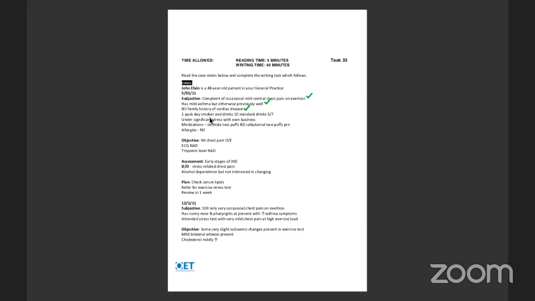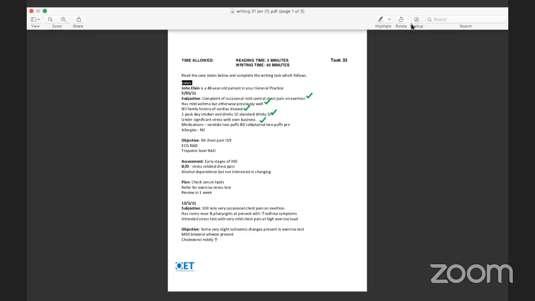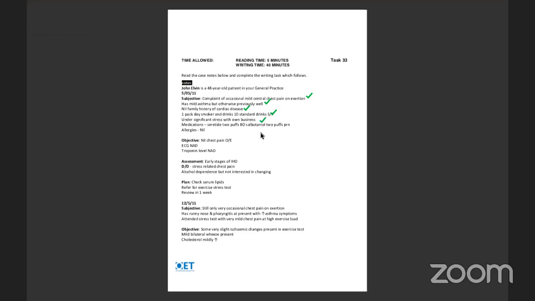Patient smokes 1 pack of cigarettes and drinks 10 standard drinks 5/7. 5/7 means 5 days a week. This is important information to mention. Patient is under significant stress with own business. Yes, this would be required because suddenly the patient is complaining of chest pain and we don't know what the situation is, what could be the causative factor for this chest pain. It can also be stress. So initially when he came, he reported significant stress with his own business. Yes, that is information we need over here.